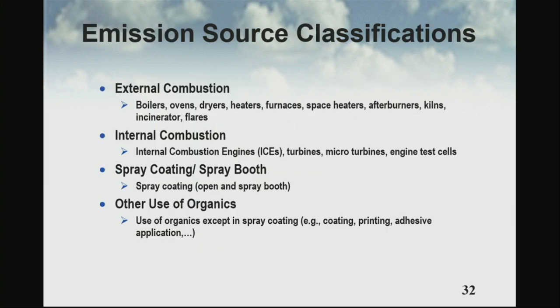What are those classifications? 7 classifications that I was referring to. These are the ones. One of them is external combustion. So if you have any boilers, dryers, furnaces, space heaters, afterburners, you include them in this category. IC engines, these are the IC engines that you have, like gas turbines and engines. A spray booth, as it says by its name, is clear: if you're spraying any material in a spray booth, you use this category. Your other use of organic, these are the materials that you're not spraying but you're using. You categorize them in here.